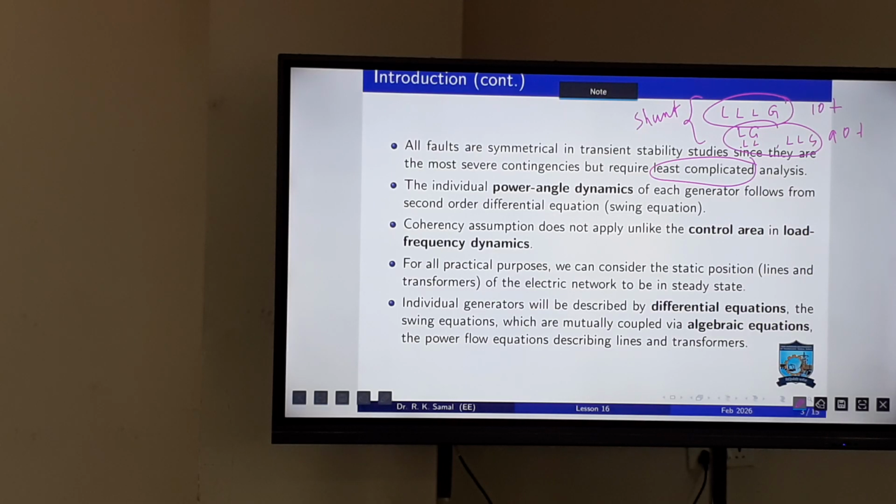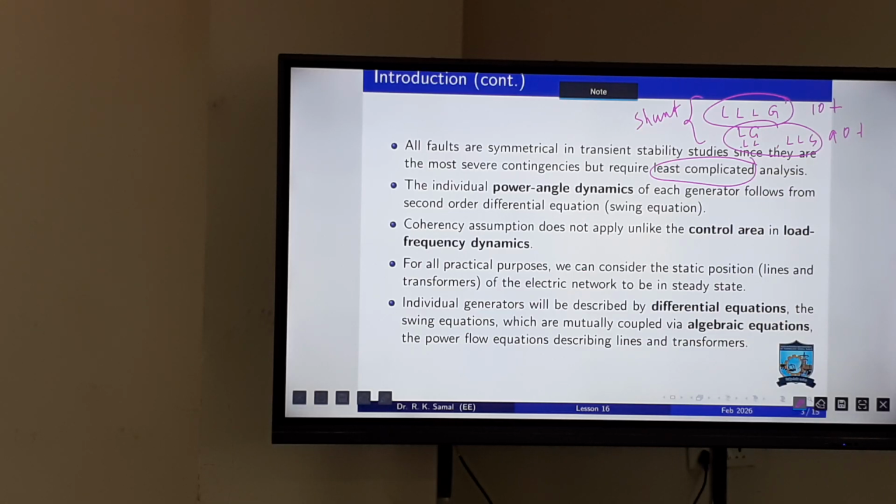But for transient stability study, we use 3-phase faults, not line to ground. Why? Because 3-phase faults are so severe. When we want to test whether our system can handle a contingency, then we push it or put it under the most severe fault. That's why all the transient stability studies do the fault analysis under 3-phase faults.